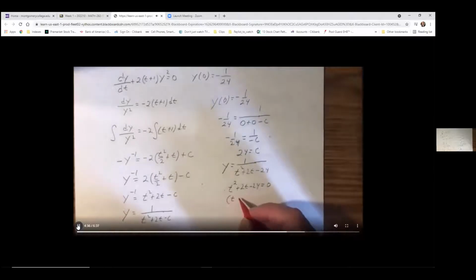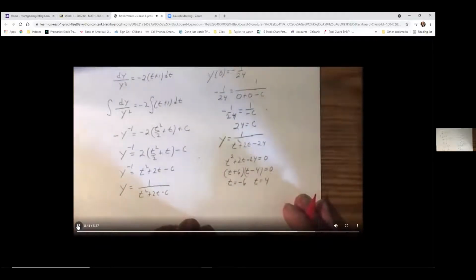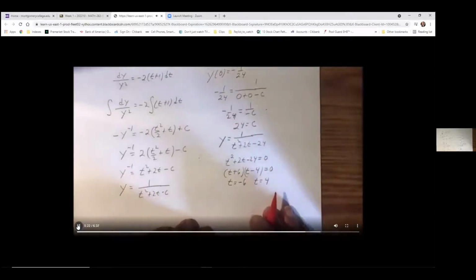I can factor this, so I get t is equal to minus 6 in this case, and t is equal to 4. So when t is equal to minus 6, and when t is equal to 4, this is going to be discontinuous.